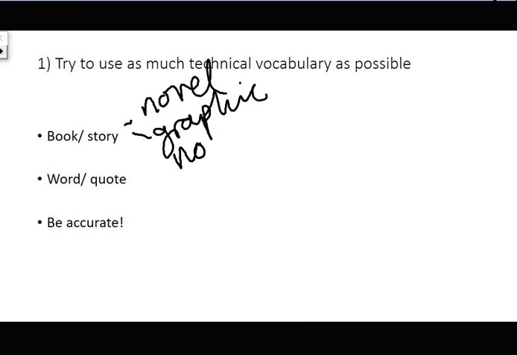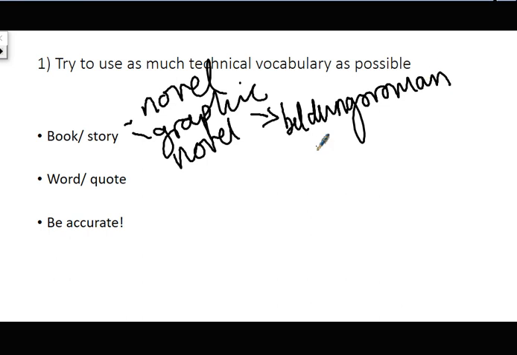Just make sure you're really specific about that. And you can even take it further. So, Bildungsroman, things like that. For Persepolis or for 1984, you can have dystopian fiction. Dystopian fiction, etc. So just really try and boost your technical vocabulary as much as possible.